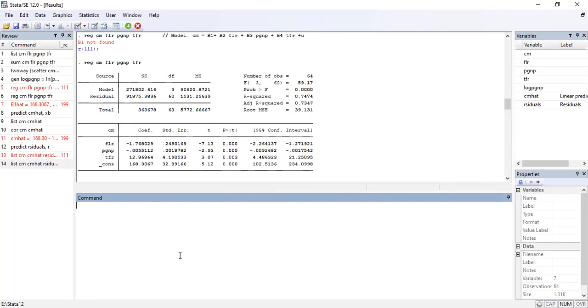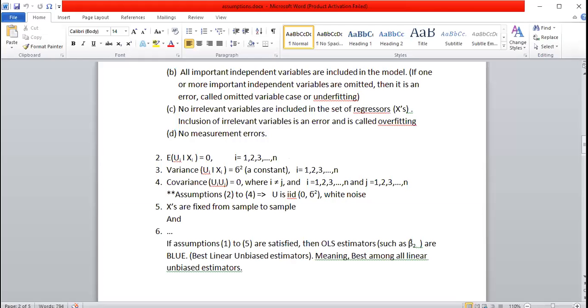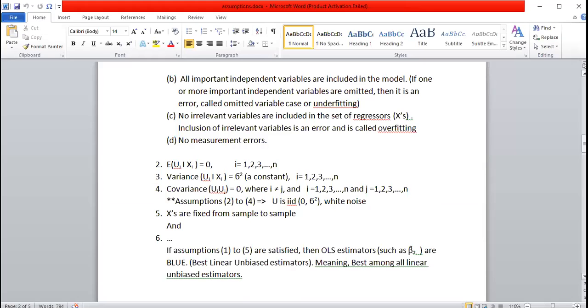Who recalls the assumptions? What are the assumptions? How many assumptions we had? 5 assumptions. Let me show you what we did, just to remind you of the assumptions here. You see this screen, new Word screen?